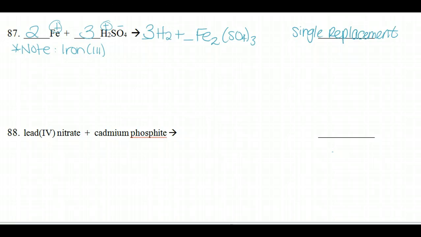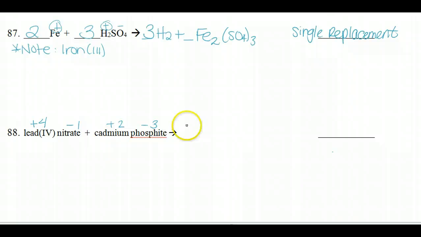Okay, so for 88, we've got lead 4 nitrate reacting with cadmium phosphite. So this is going to be a double replacement reaction because it's a compound reacting with a compound. Lead is a cation, nitrate is an anion, cadmium is a cation, phosphite is an anion. If it helps, go ahead and just stick those charges in there also to help you keep track of what you're doing. So I'm going to go ahead and switch my cations.